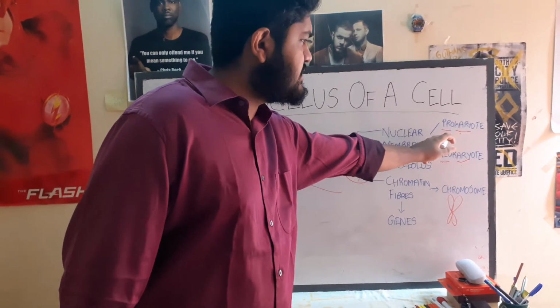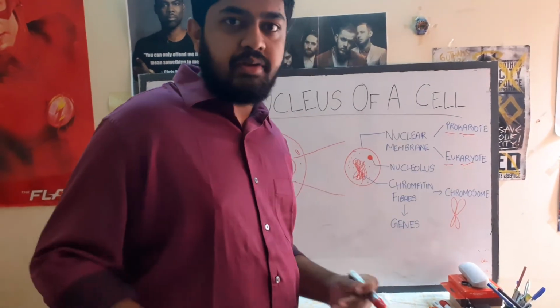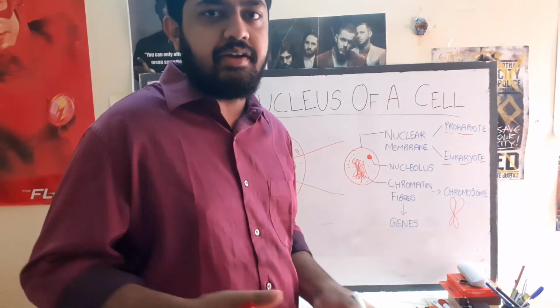An example of a prokaryote is probably blue and green algae. An example of a eukaryote is probably our cheek cells or our onion and other vegetable cells.